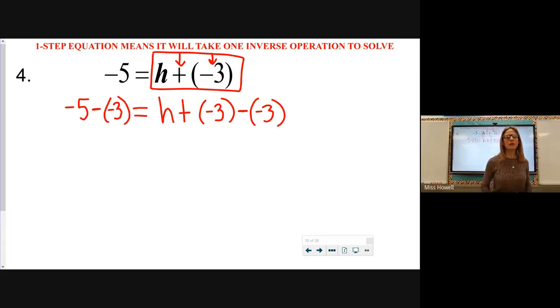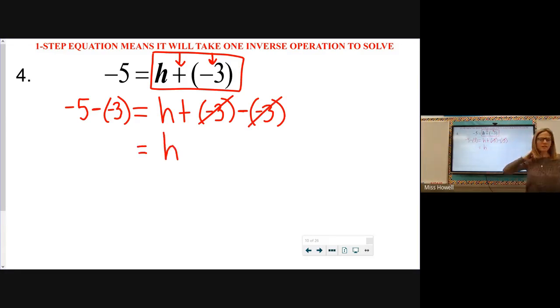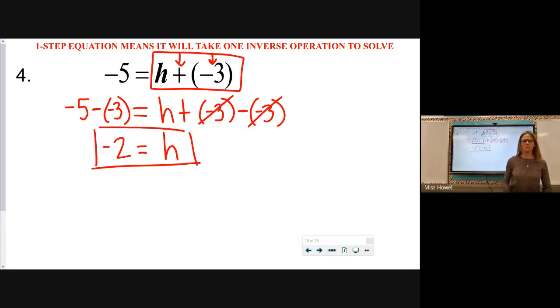Order is really important here. That's a different problem than negative 3 minus negative 5, so be careful. All right, over here, a negative 3 minus a negative 3 is a 0, so those eliminate, leaving us just with this variable h. Over here, -5 minus a -3 would give us a -2. Good final value here for h then would be a -2.